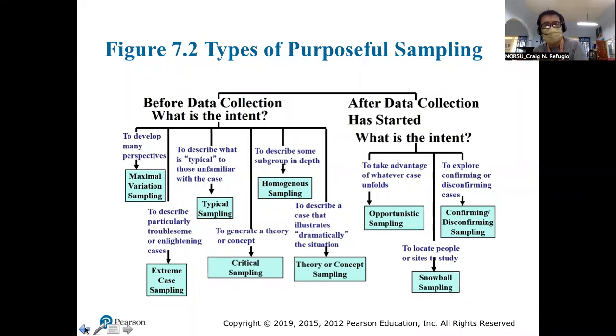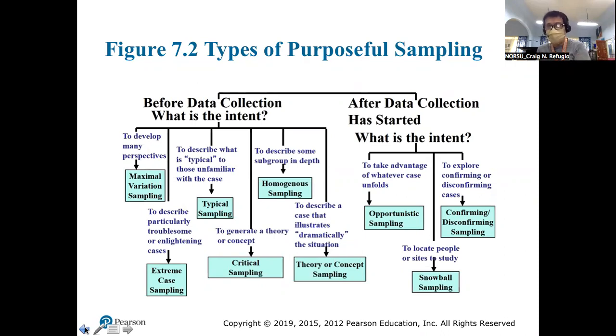Then we call that one critical sampling, to describe a subgroup in-depth, so homogeneous. And the last part there is to describe a case that illustrates dramatically the situation. So we have theory or concept sampling.